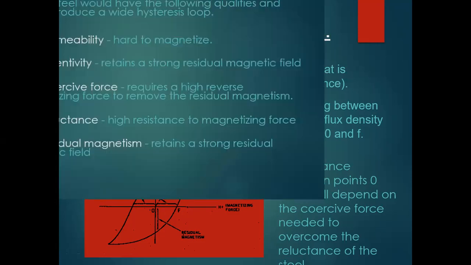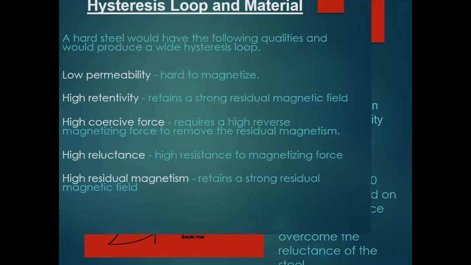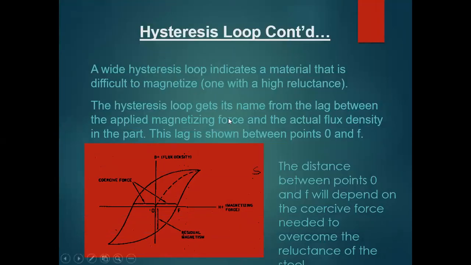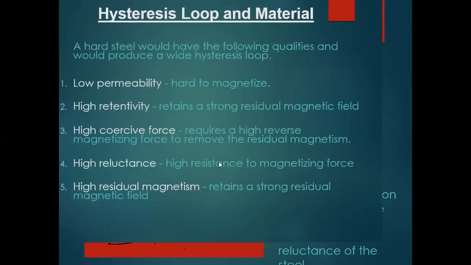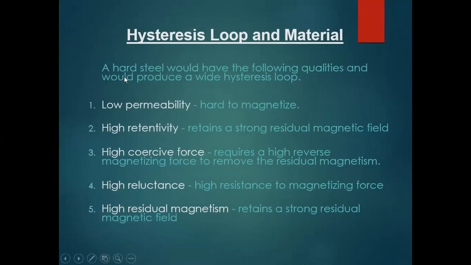In the case of low carbon steel, this width you will get is less, and the saturation will be high. We will discuss that in the next PPT. But before that, we can see that hard steel has the following properties. Low permeability: if the material has high carbon, or is hard steel, then permeability is low. Low permeability means it is hard to magnetize.